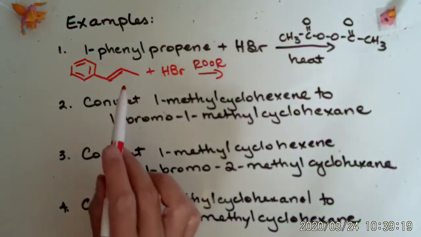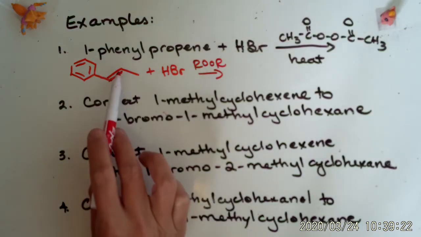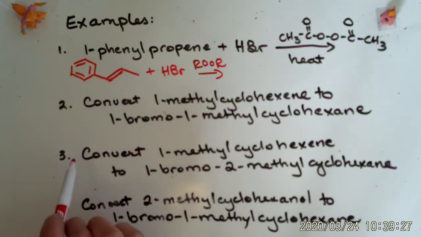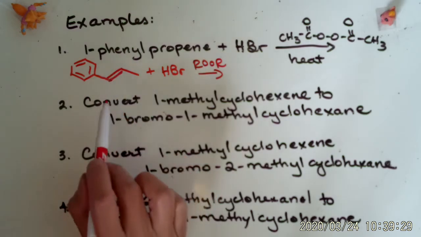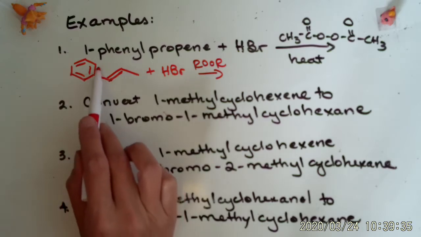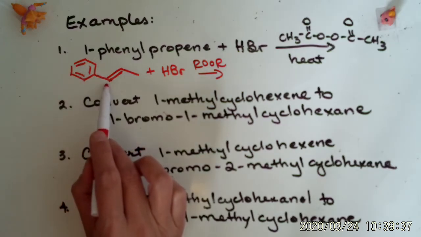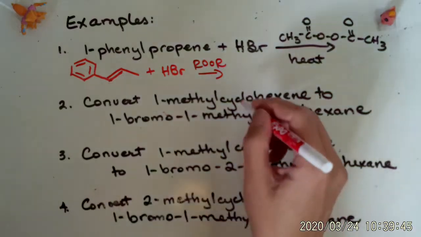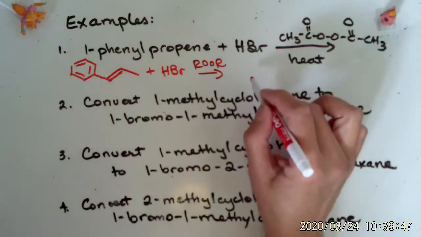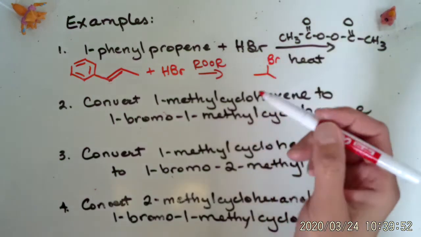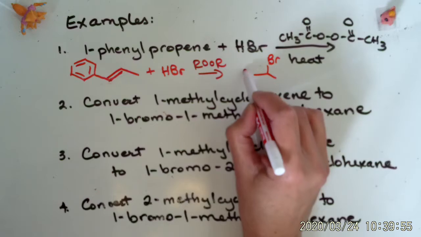So if you look at it, if I form a radical here, and I add in my bromide there, then that's a secondary radical. If I add in my bromine here and I form the radical here, then I can actually have resonance stabilization here. So the radical at this position will actually be more stable. So what I'm going to do is add in my bromine here, and I'm going to add in my hydrogen there.